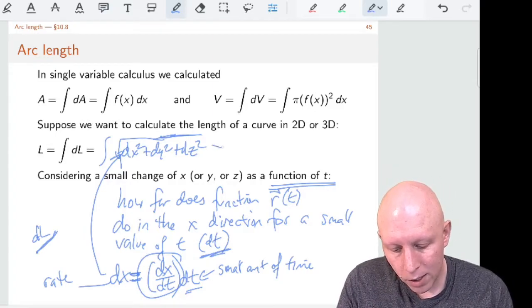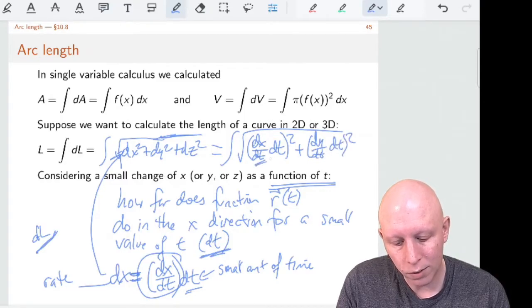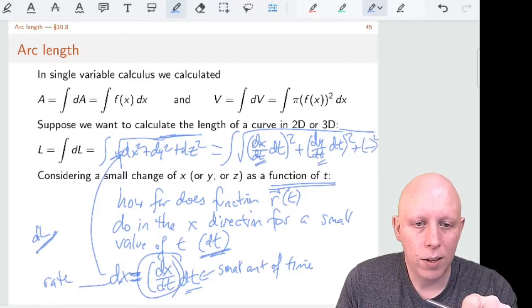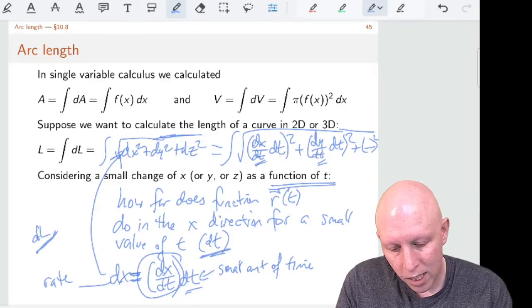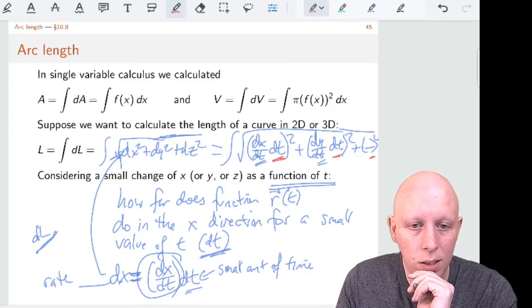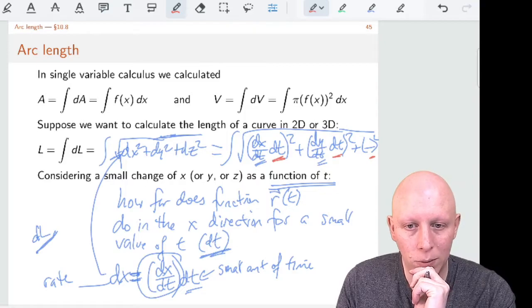So what we're seeing here is this integral is actually best represented by (dx/dt) squared plus (dy/dt) squared. These are derivatives. And then we'll put the z part here as well. And if you look at this, there's a dt in each of these pieces, which are all squared, and then we can factor them out.